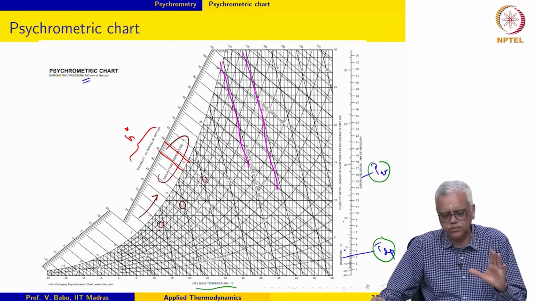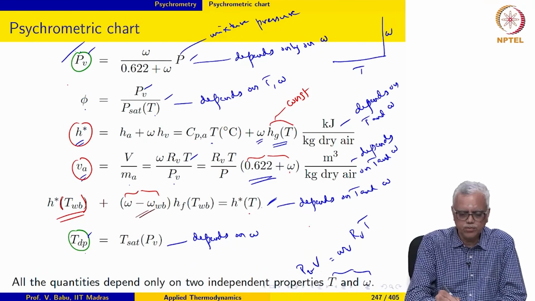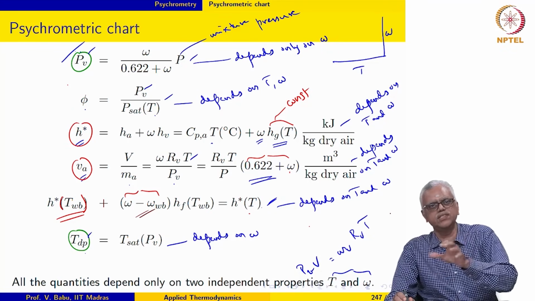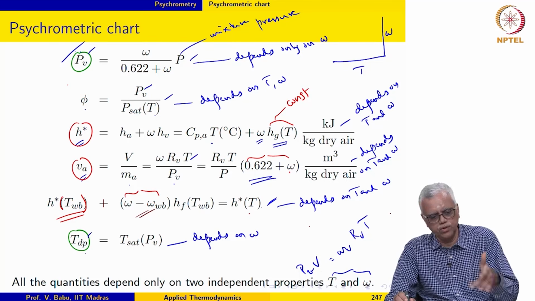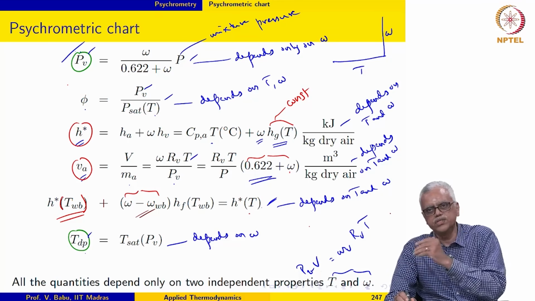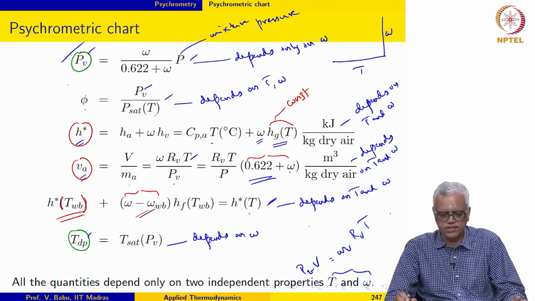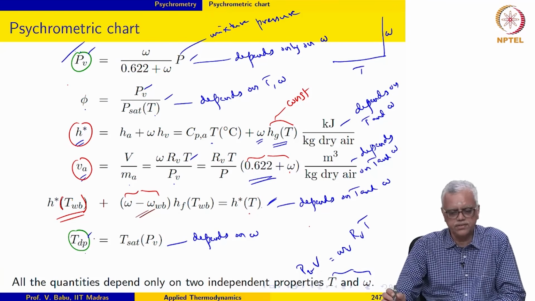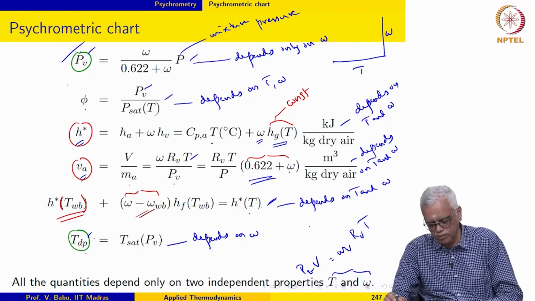So, in summary, if this is indeed a small number, then h star of T wet bulb coincides with h star of T, which means lines of constant T wet bulb, which would correspond to h star of T wet bulb being constant. So, lines of constant T wet bulb coincide with or are almost parallel to lines of constant h star, and that is what we are seeing in the chart also. So, basically these are the quantities contours of which are depicted in the psychrometric chart.